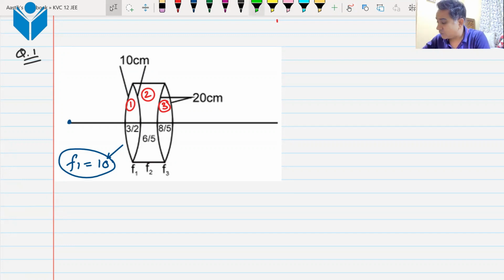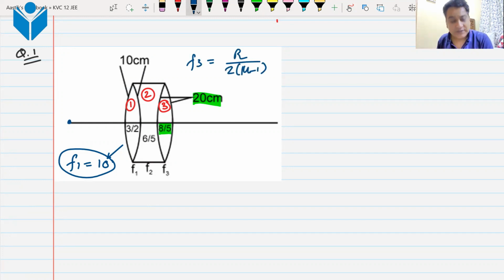The second thing is, this one is also 20. Both the radii of curvature are the same, and the refractive index is 8 by 5. If you remember, we devised the formula, I don't know. So I can write this F3 as R by 2 times mu minus 1 if both the surfaces are equal. Yes or no? Now, how do I remember this? I really don't remember the question number. But I remember because I've done 4 questions, so it will be like this. I remember that I had done a question which had radius of curvature as 10, and I took you back to that question.